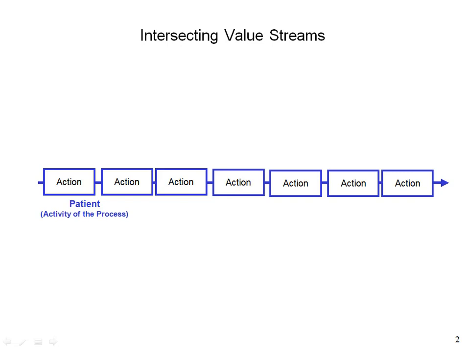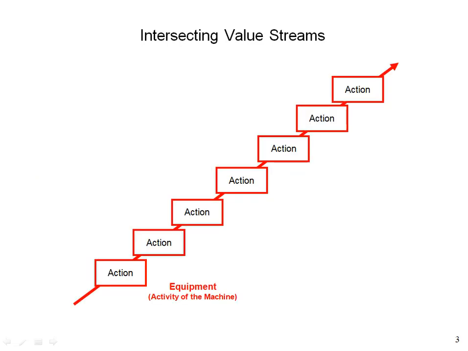But what we learn in Lean is that the patient isn't the only thing you want to be able to follow around. You might want to simply observe a piece of equipment, maybe an endoscopy scope, to see what happens to it over the course of the day. How often is it clean? How often is it used? How long does it take to use? You can do a value stream for almost anything, not just patients, but the actual activity of machines and equipment and facilities as they go through the process.